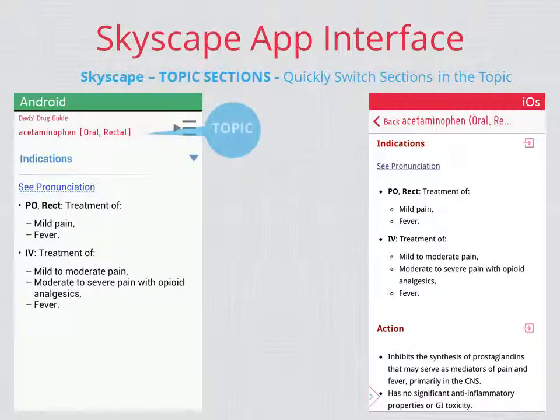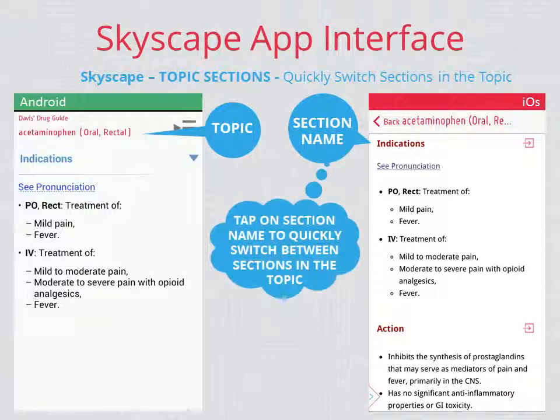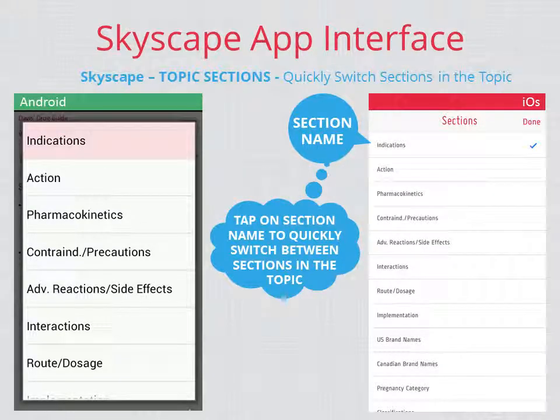This is the generic name for Tylenol. You may notice that I am looking at the indications section of Tylenol. Each topic has different sections and these sections can be accessed by tapping on the Sections button. When you tap on the Section button, you are given a list of sections to choose from for that topic. Let's choose the route and dosage section and take a look at the route and dosage information for this drug.